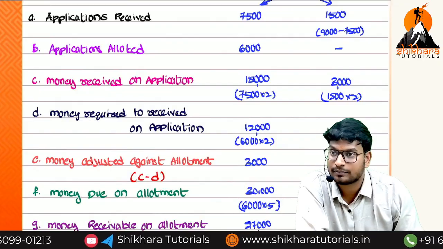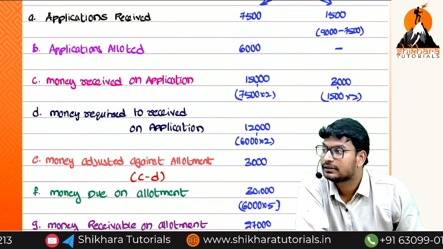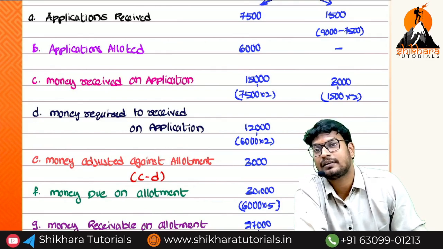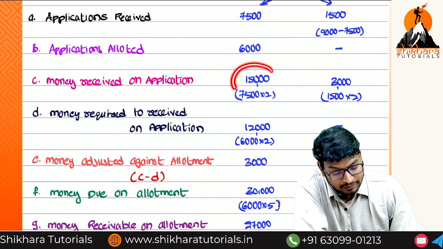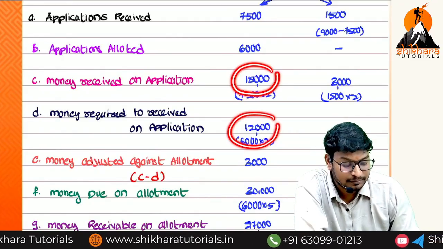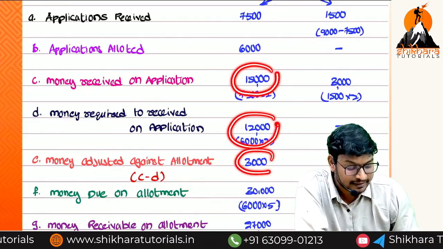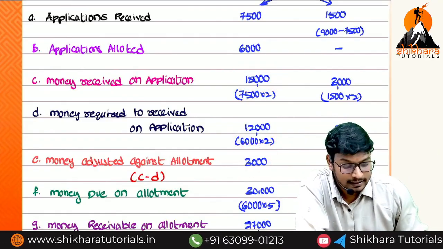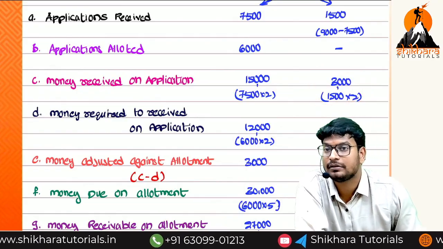When coming to the allotment, we are transferring the share application to the share capital. At that point of time, how much amount do we have to transfer to the share capital? Only the face value is required. So even though we received 15,000, 12,000 will be transferred to share capital, and the remaining 3,000 will be transferred to share allotment account. And then how much amount are we going to reject? 3,000 amount we are going to reject.